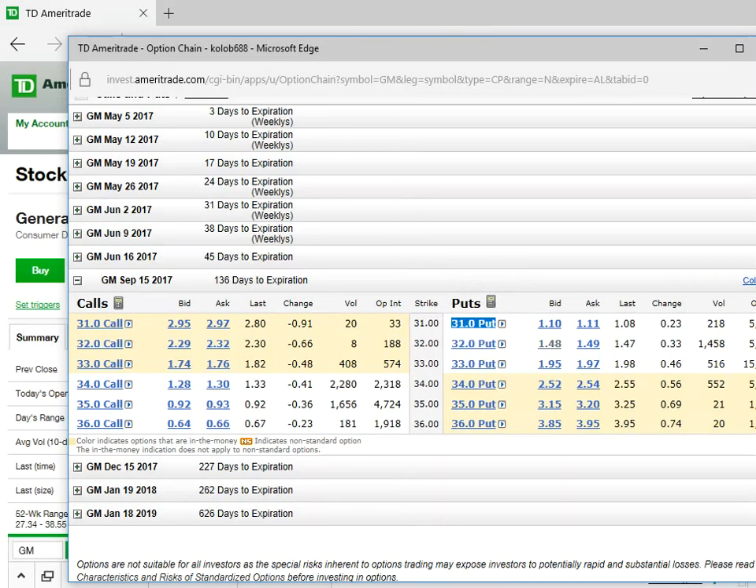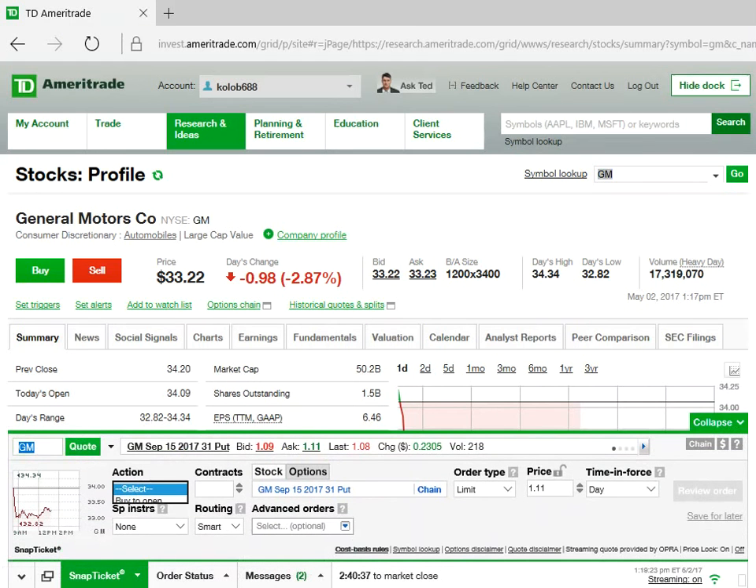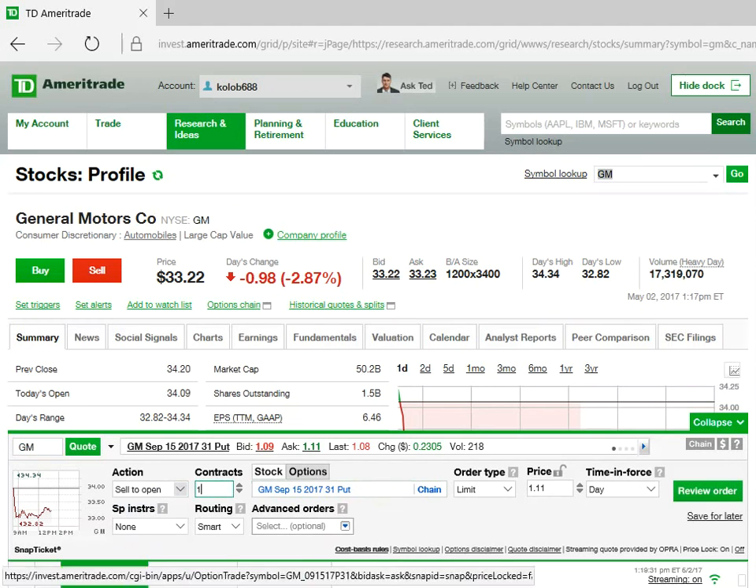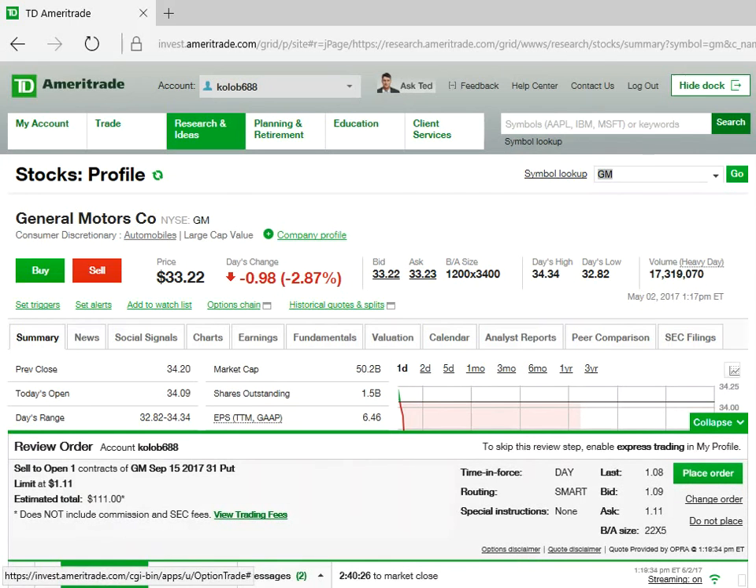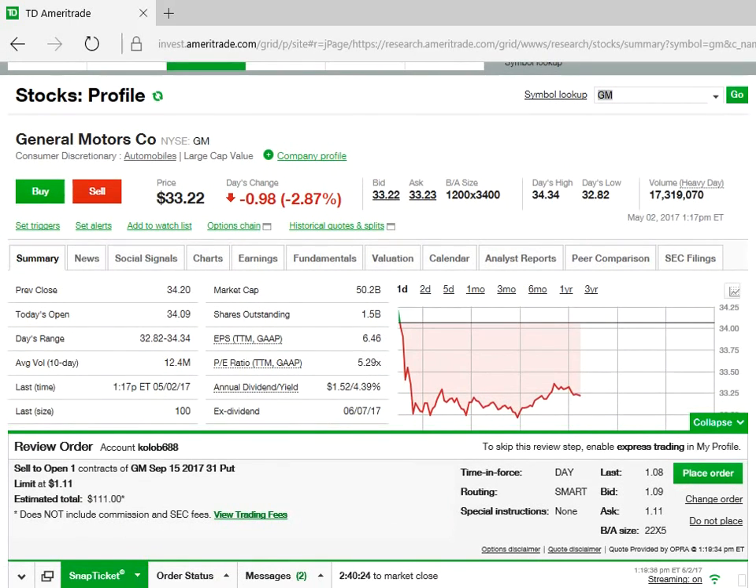So you need to set aside $3,100. You've done that, and now you click on the option, and again, you want to open a contract, and then you are the option seller. So you are selling to open. Put in your one contract. Click review order, and there you go. Ka-ching, $111 gets added to your account instantly once you place the order, which I'm not going to do.